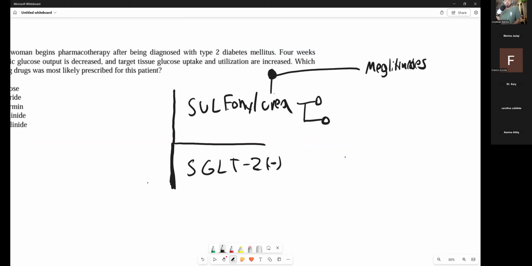So let's talk about this. Let's understand this. And metformin as well. Let's put metformin here in the list. These are the three drugs: metformin, SGLT2, and sulfonylureas. Now, why did I separate SGLT2 here? Check this concept out, guys.